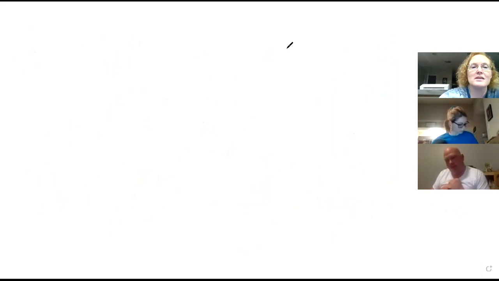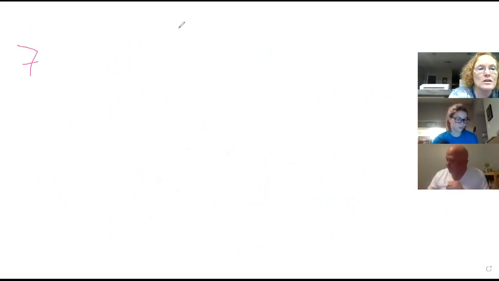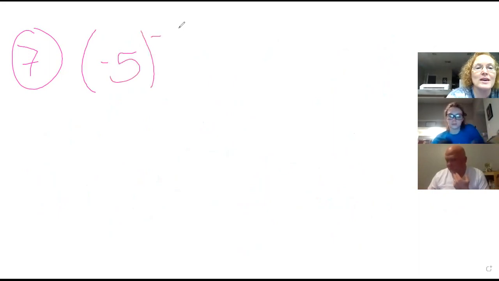All right, let's see. Let's try a tricky one. There's not too many tricky ones on your homework, but I think this one is one of them. So let's see what we can do. So how about negative 5 to the negative 1 power?